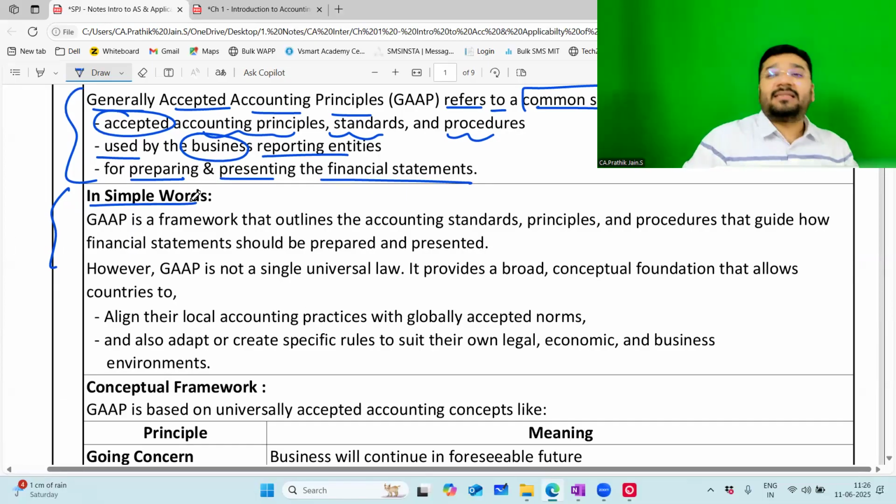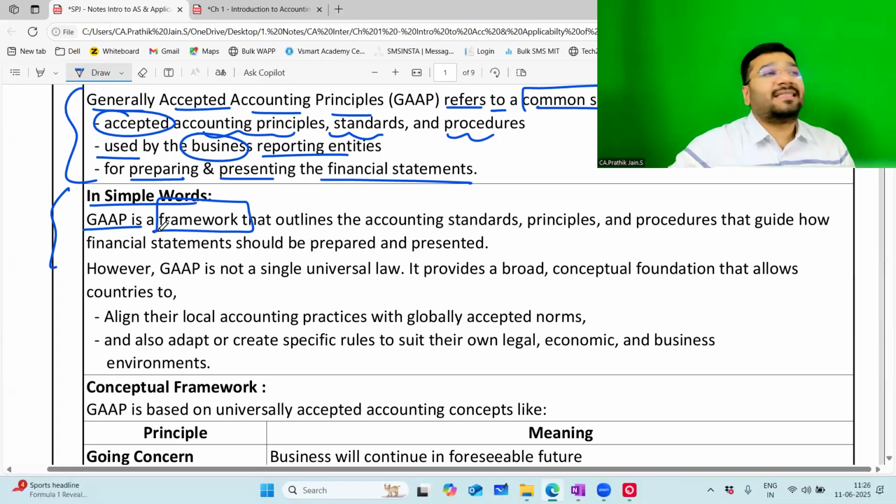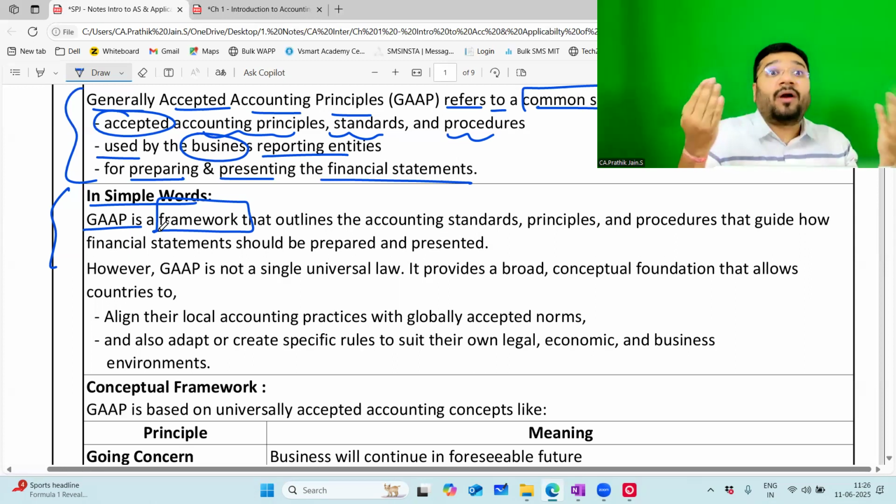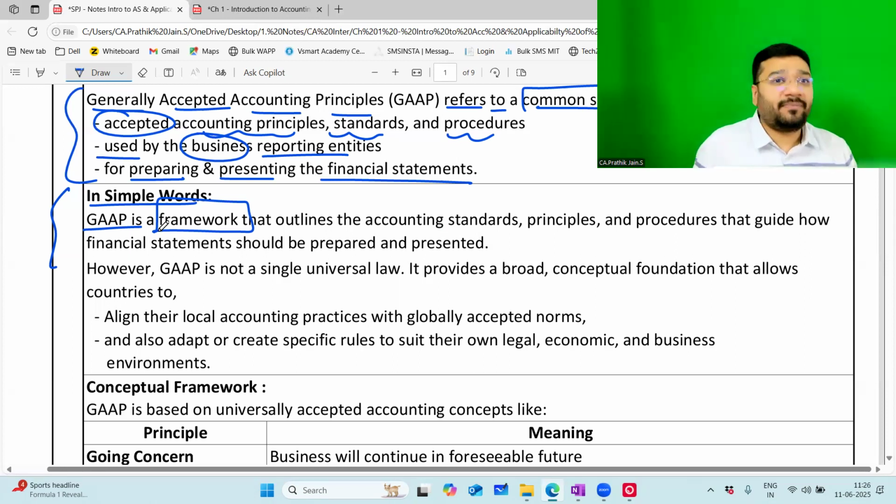Let's try to understand this in simple words. GAAP is a framework. It's a structure. You understand what is a frame? This flex is stuck on a frame. You can't see this flex going above and beyond the frame. It is stuck on the frame. GAAP is a framework. It's a structure that outlines.